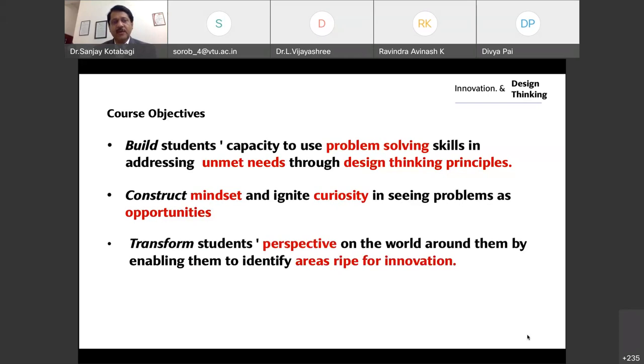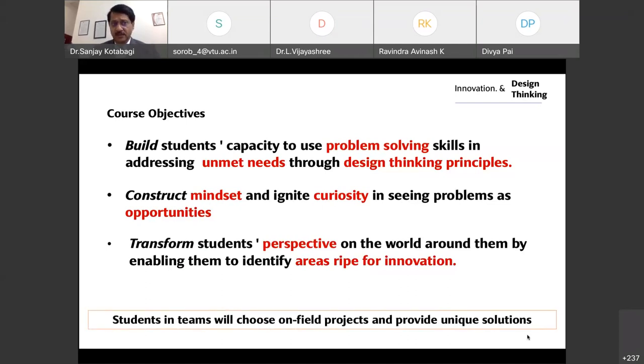And in complementing the second one, I need to transform students' perspective. Perspective towards what? On the world around them, by enabling them to identify areas ripe for innovation. So these are the three objectives which we must keep in mind when we take the students through the journey of design thinking. We can realize these objectives only by making students take up a small field project and apply the principles, right?